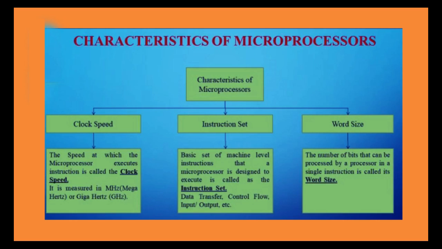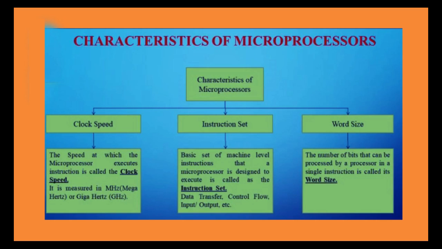Next we are going to see the characteristics of microprocessor. A microprocessor's performance mainly depends on three characteristics. First one is clock speed, second one is instruction set, and the last one is word size. Now let us see them one by one.